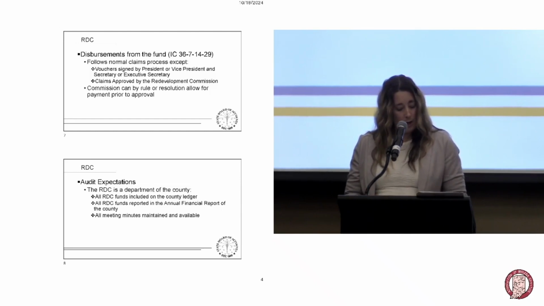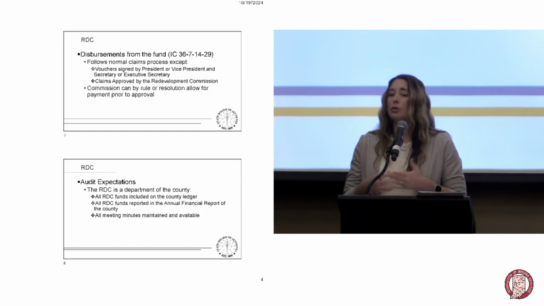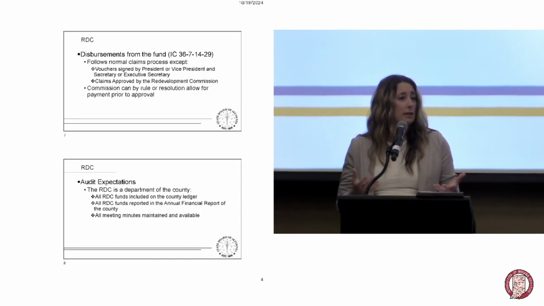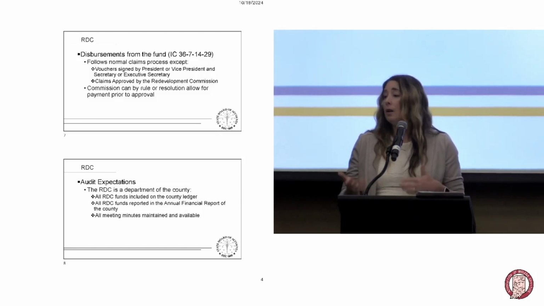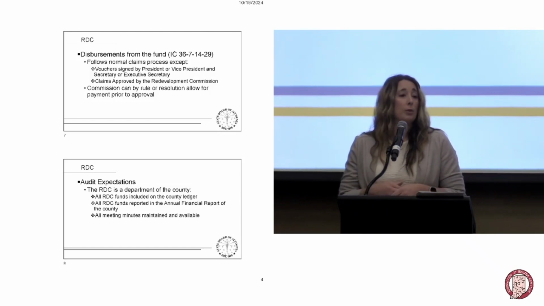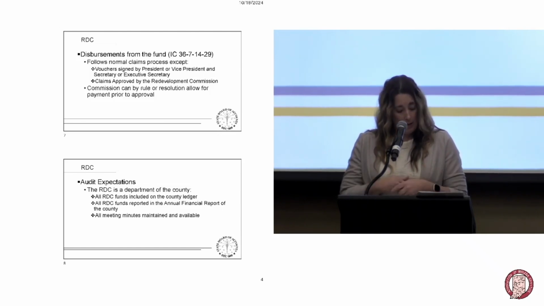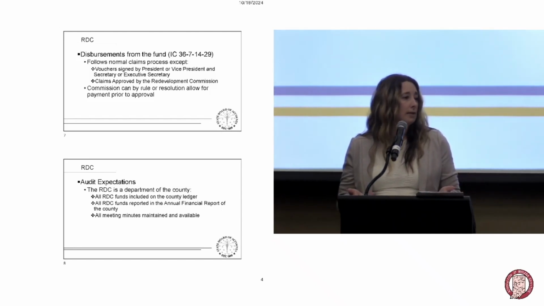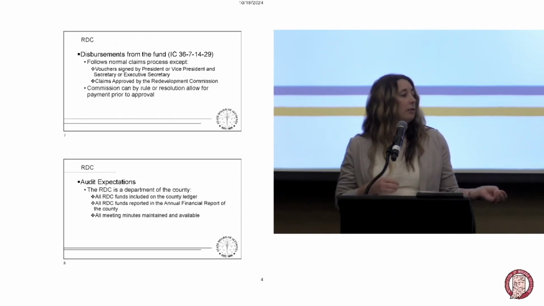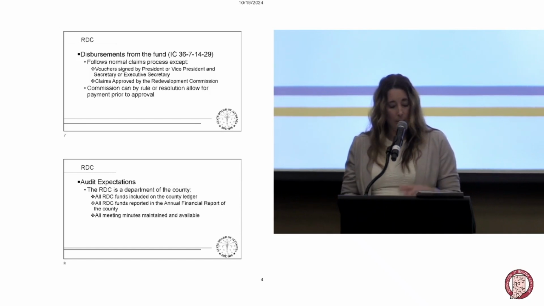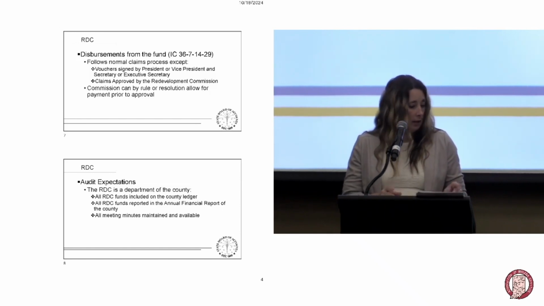There's also, just as commissioners can pass an ordinance to allow you guys to pay utilities and things like that ahead of board approval, the Redevelopment Commission can do the same thing on certain payments, okay? So again, we would be looking for some sort of rule or resolution. We want to see something in writing where the Redevelopment Commission has approved that payment beforehand, okay? But it is an allowable thing.